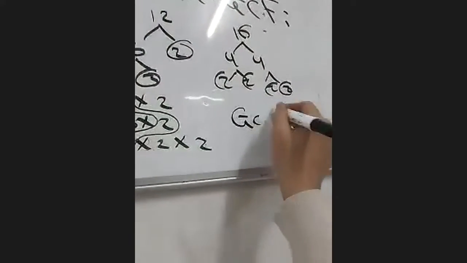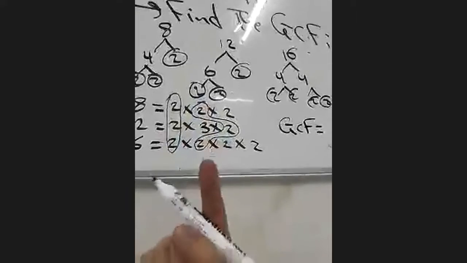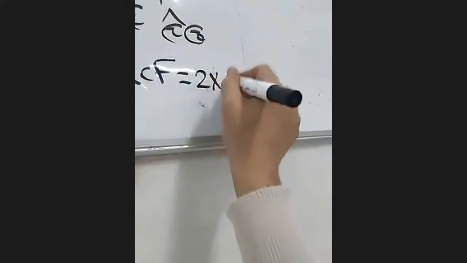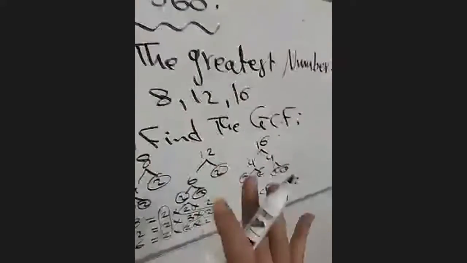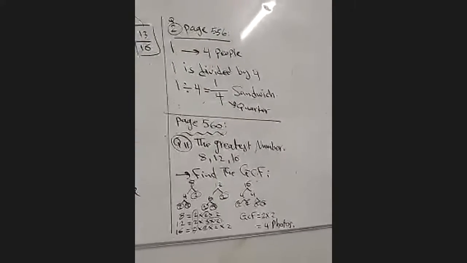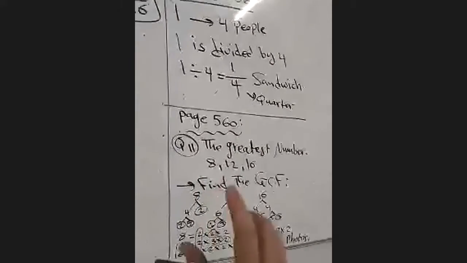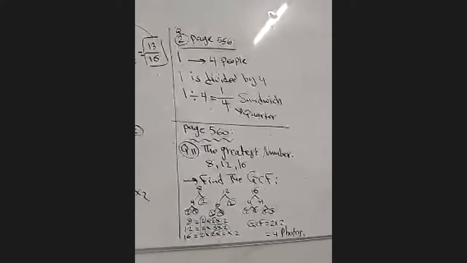Now what's the GCF? 2 multiplied by 2 is 4. We have 2 groups, guys. From each group we take one number, which is 2 by 2, as Muhammad said. So it is 4. So how many photos can we put on each page? The greatest one will be 4 photos. Do you understand it? Yeah, I understand. Good boy. This is question 11, guys, problem solving in the lesson of the greatest common factor, page 560.